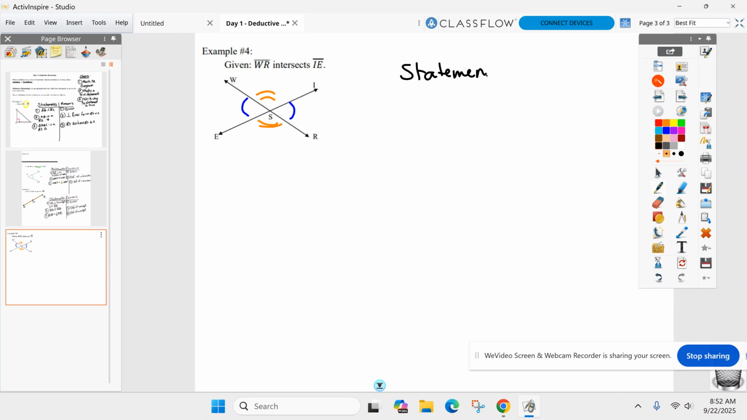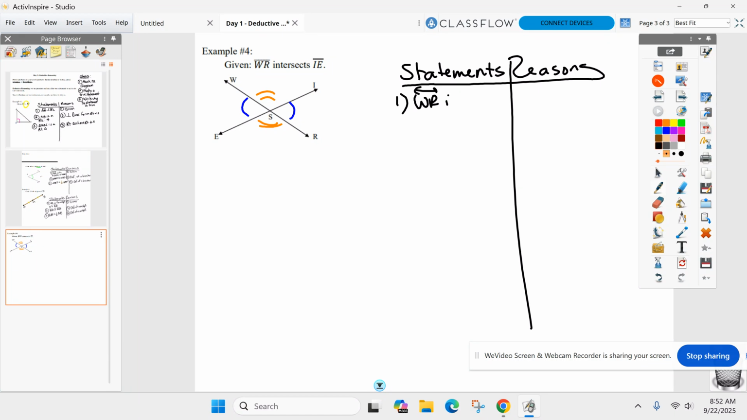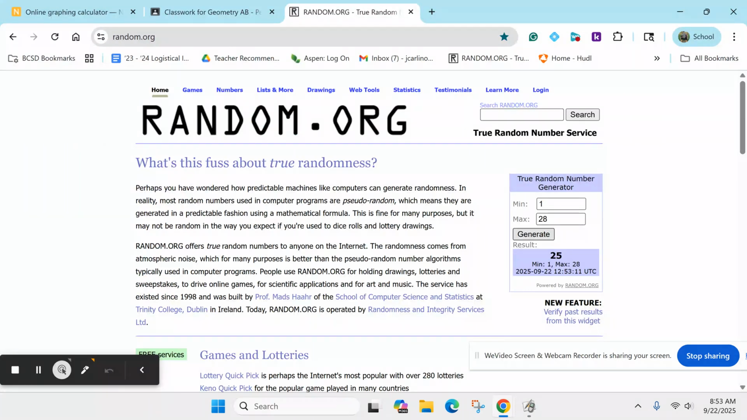Statements, reasons. Okay, given WR intersects IE. Good news. I can put both pairs of congruent angles in the same step because they're congruent for the same reason. I don't need a separate step for one pair and a separate step for another because they're congruent for the same reason. So name the first pair that are congruent up here so I can write it down.